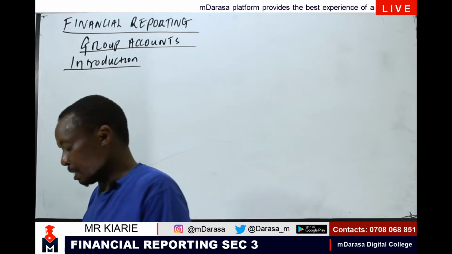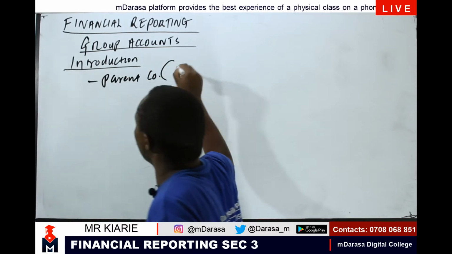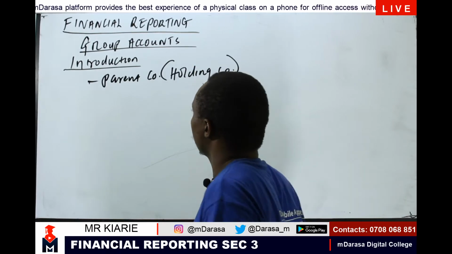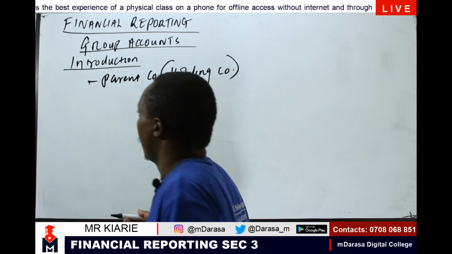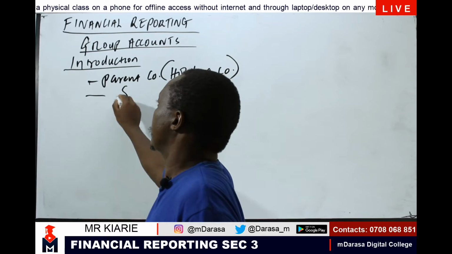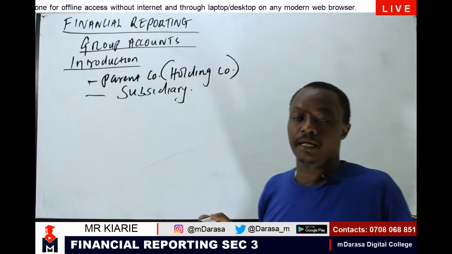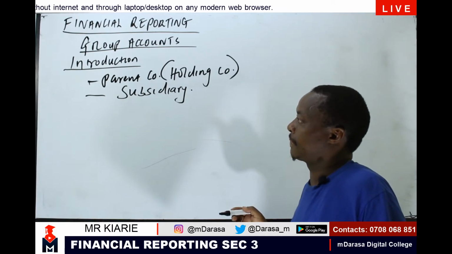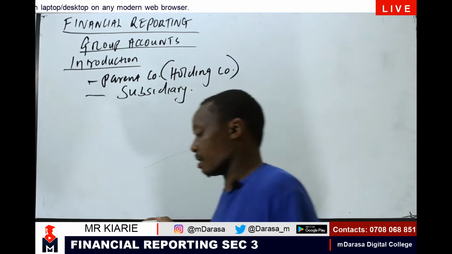The first company becomes the parent company, in brackets, holding company. And the second company becomes a subsidiary company. A paragraph below that, a paragraph.